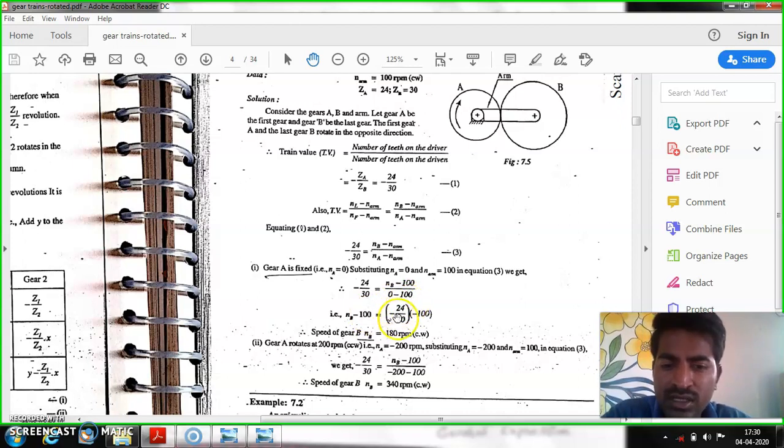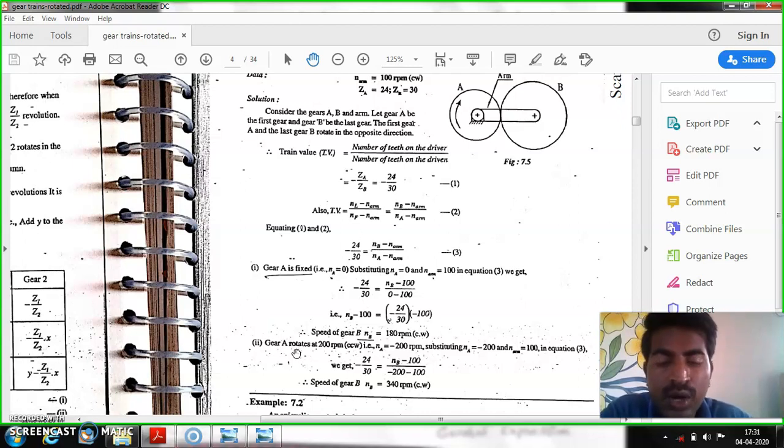Just simplify this. NB minus 100, keep as it is. Take the minus 100 to this side, then multiply with this value. So we get the speed of gear B as 180 rpm clockwise. If we get a positive value, write clockwise, otherwise it is anti-clockwise. Now the second case says, when gear A rotates at 200 rpm counterclockwise, remember it is counterclockwise.